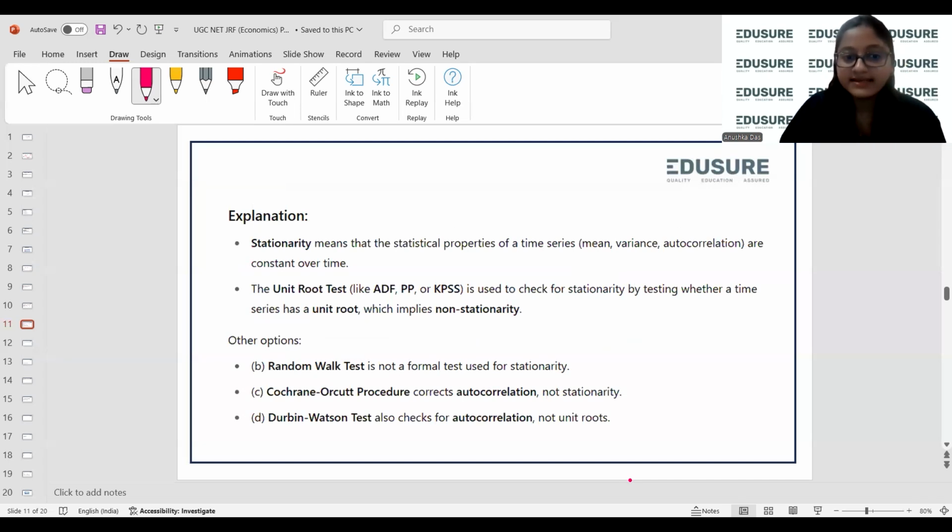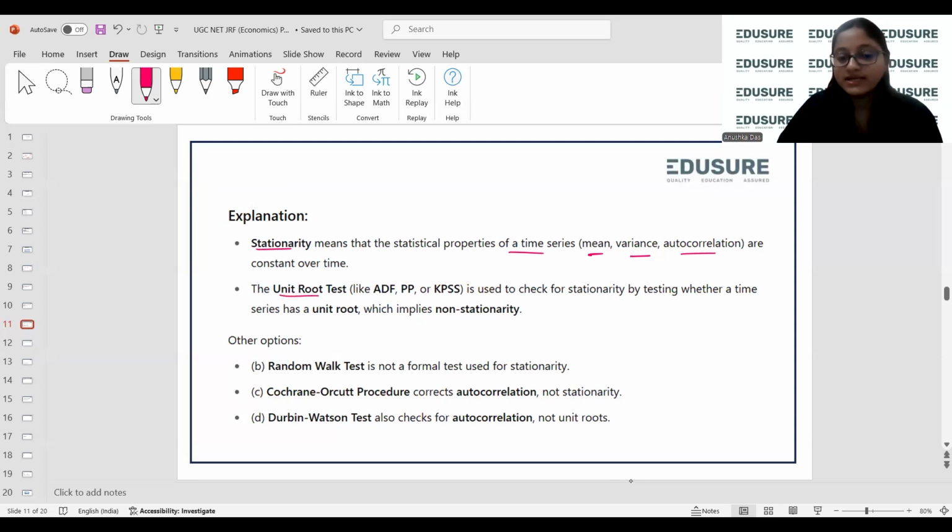See, stationarity means what? Stationarity means the statistical properties of the time series are independent of time. So be it mean, be it variance, be it autocorrelation, anything that you consider, usually these three statistical properties will not vary with time. If this is true, then it is stationary.